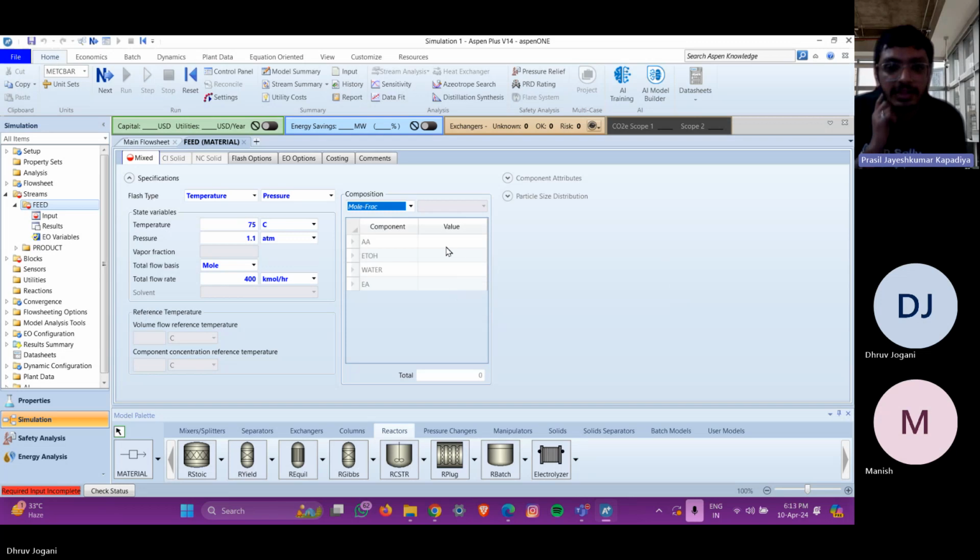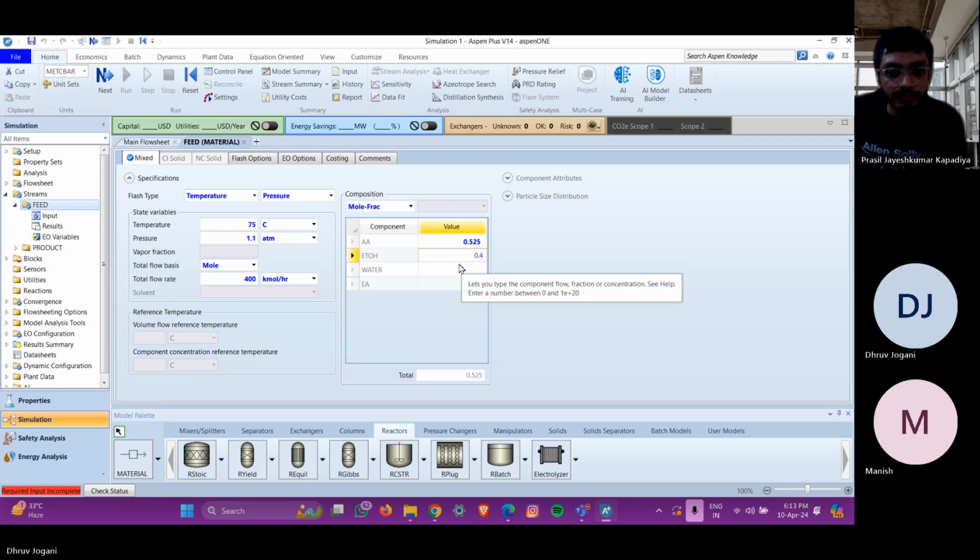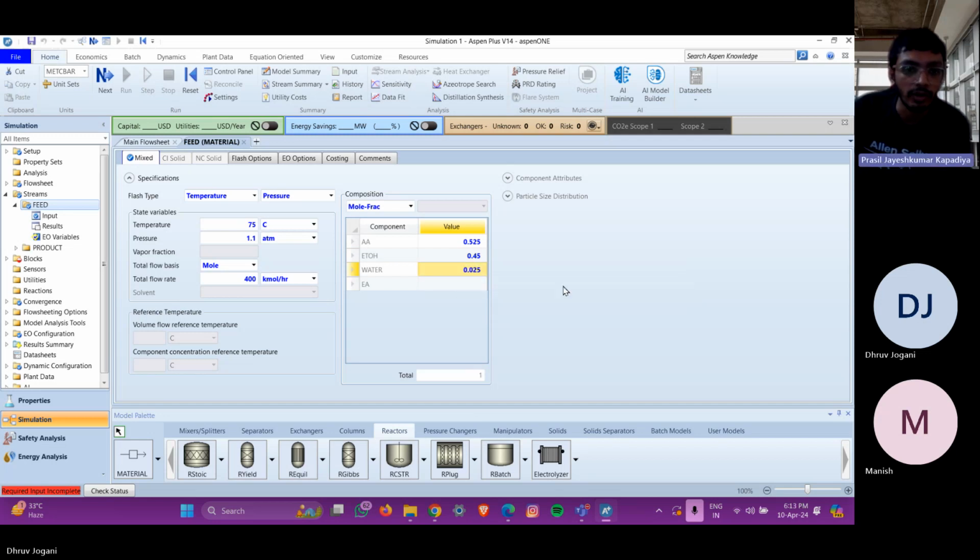0.525 acetic acid, then 0.45 ethanol, and 0.025 water. Okay, so we have given our feed conditions. Now we will press next and we will be adding reactor conditions.